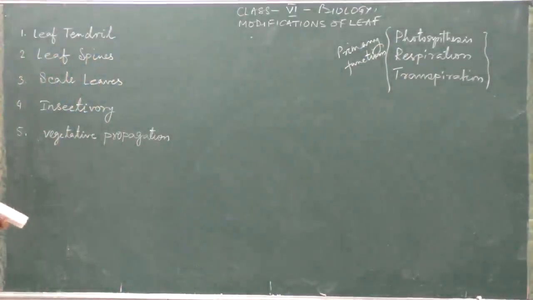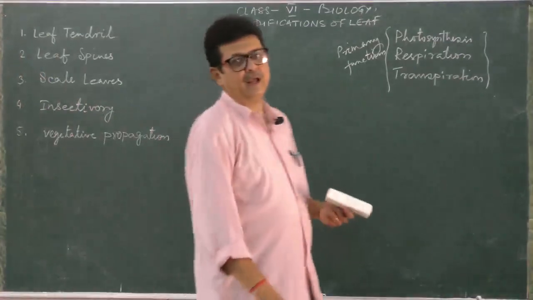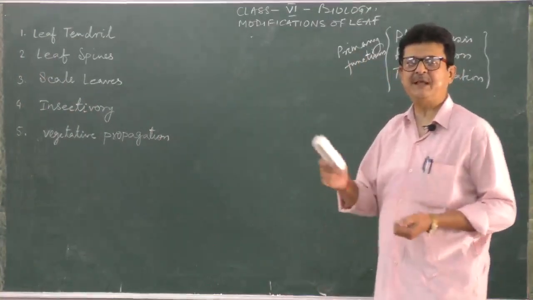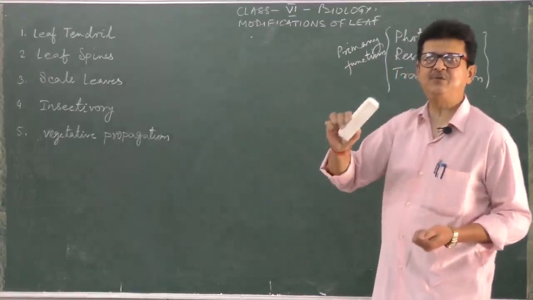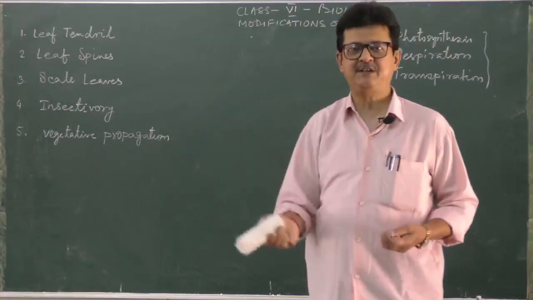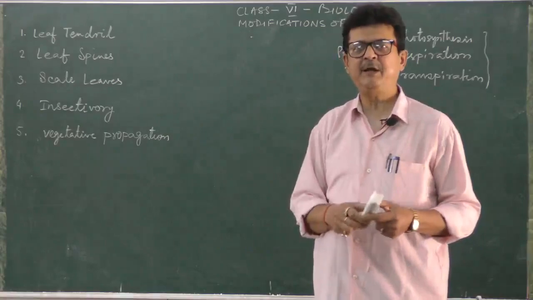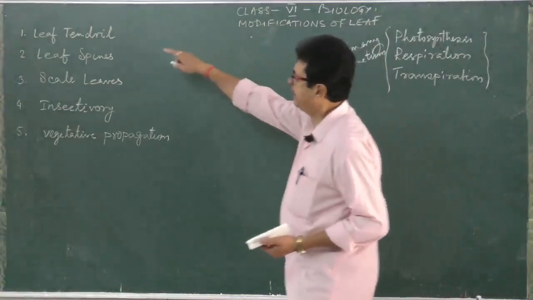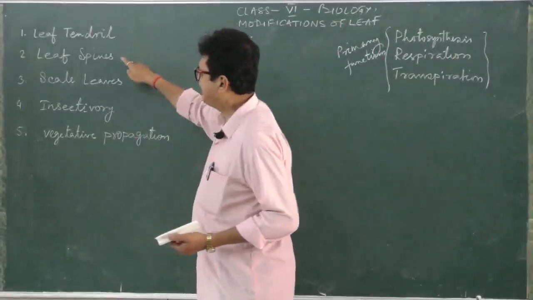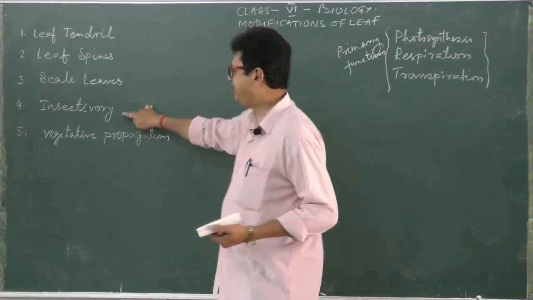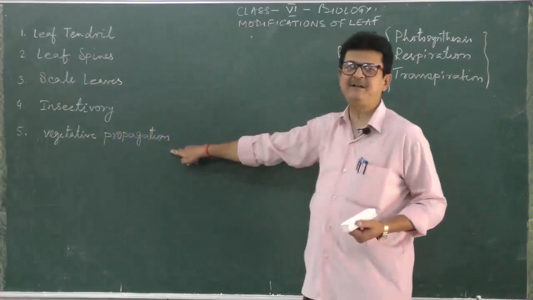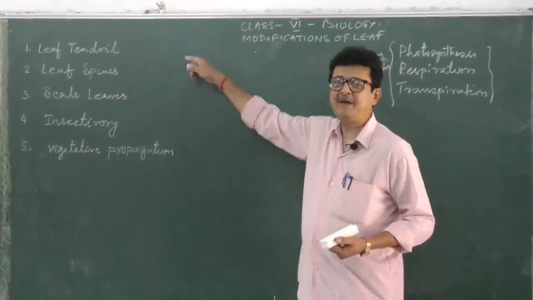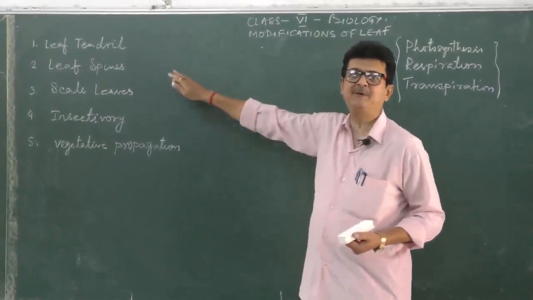Besides this, the leaf performs some other functions as well. That is special modified function, meaning they are structurally changing to develop certain structures in the plant body, and they perform certain special functions for that. Leaf tendril, leaf spine, scale leaves, insectivory, and finally vegetative propagation. These are the five modifications performing special functions.